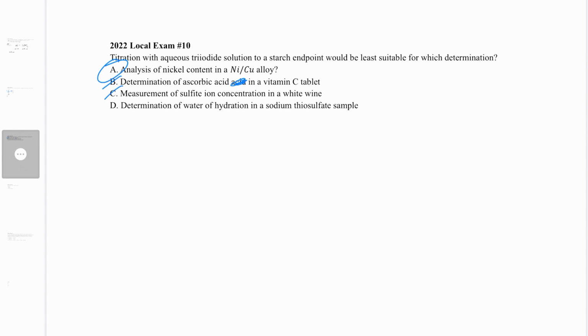D, determination of waters of hydration in a sodium thiosulfate sample. Waters of hydration are usually just the water molecules that are bonded to a compound. And the way you usually find the waters of hydration is by just heating up the sample. You can heat up the sample and get rid of the water, or you could find the concentration of the sodium thiosulfate and then use that to find the waters of hydration, by subtracting that from the entire sample. So D, you could use a titration for.